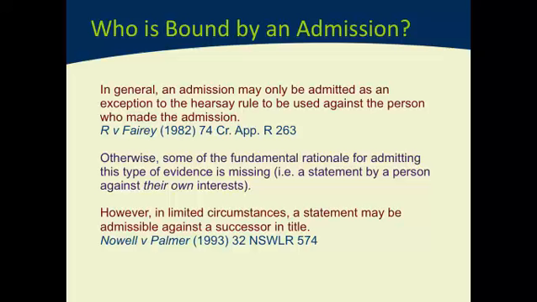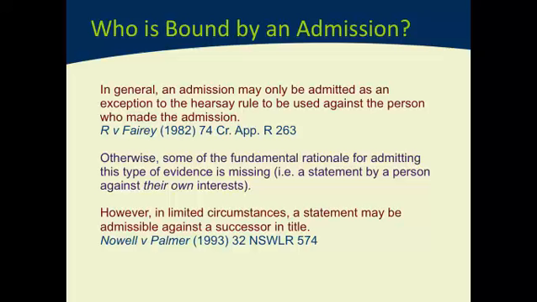The second type of admission that can be made by a second party is an admission by an agent. Now, those of you who've done corporations law, or those of you who have any concept of how companies and corporations work, will know that a corporation is a legal person. So a corporation has most of the rights of a natural person. But a corporation, of course, can't speak on its own behalf. A corporation must speak through the agency of people.